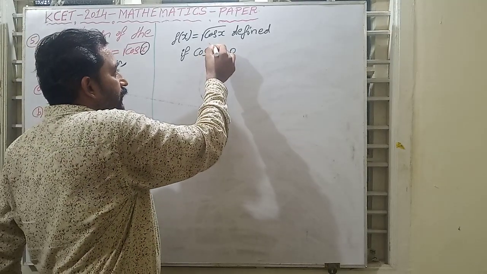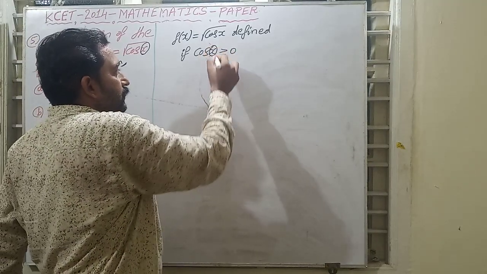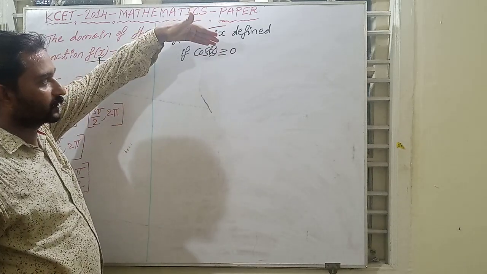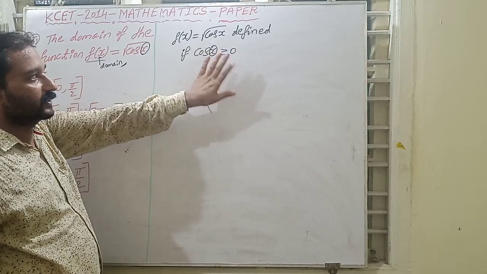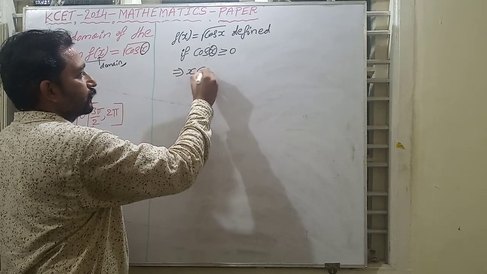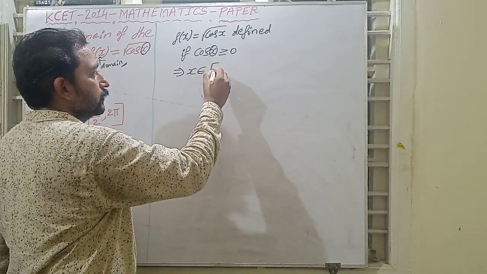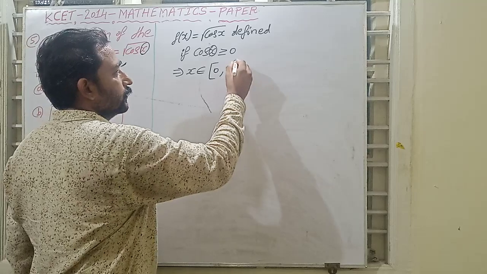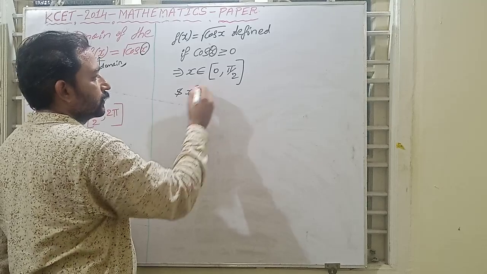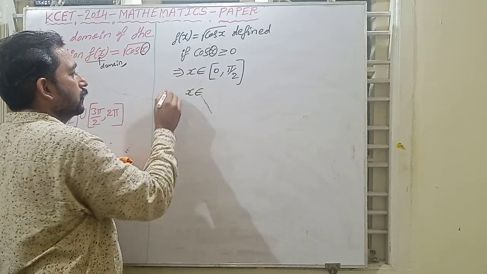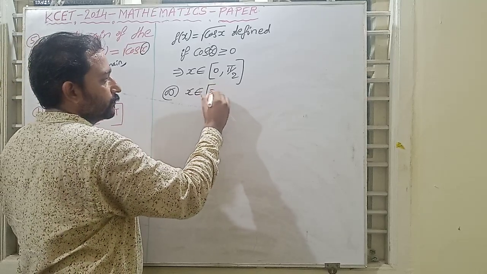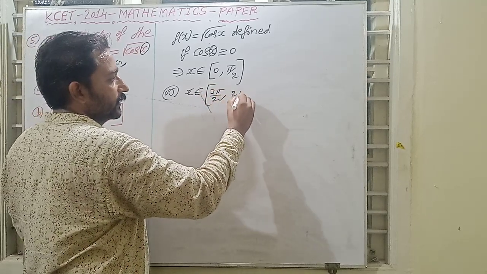What x values make cos x greater than or equal to 0? Cos x greater than or equal to 0 means positive including 0, in the first and fourth quadrants. First quadrant means 0 to pi by 2, and x also belongs to the fourth quadrant, 3 pi by 2 to 2 pi.